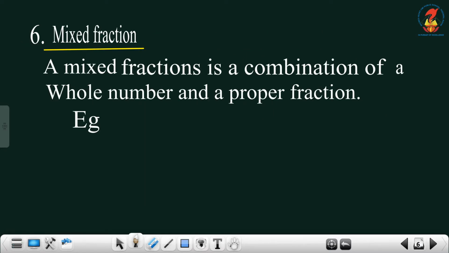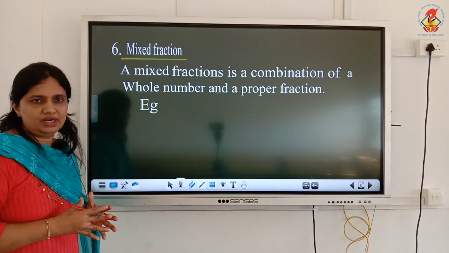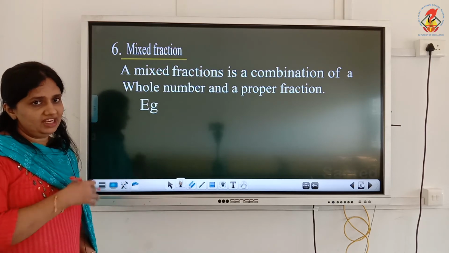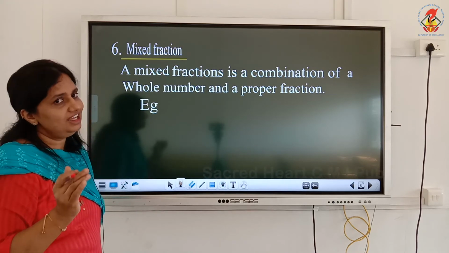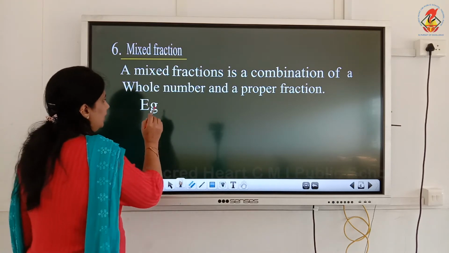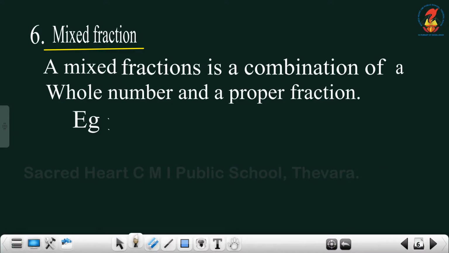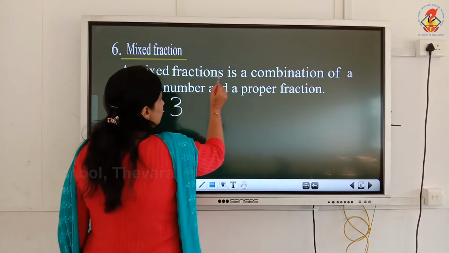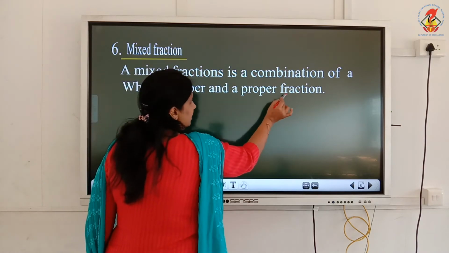And a mixed fraction. Mixed fraction is what? It's a combination of a whole number and a proper fraction. I told you what is proper fraction. Numerator is less than the denominator, right? Okay, and I will give one mixed fraction. Example, that is 3. 3 is the whole number. You need to write it bigger only. And it's a combination of a what and what? A whole number and a proper fraction.